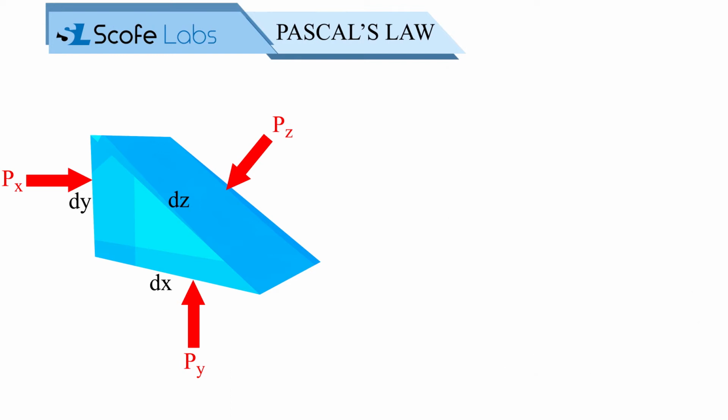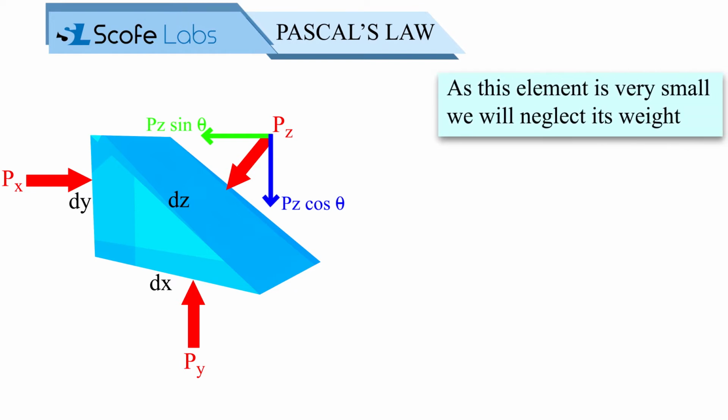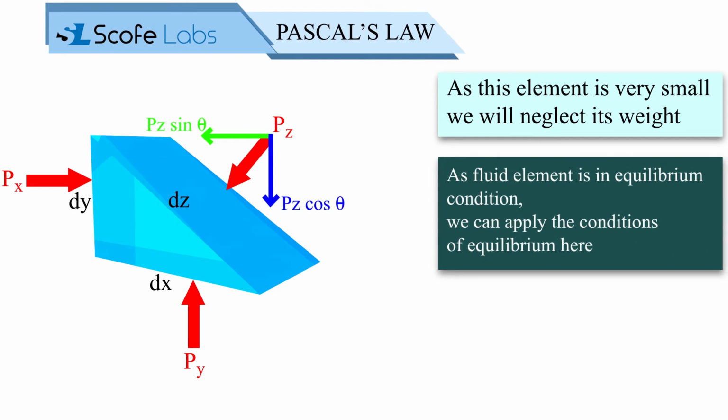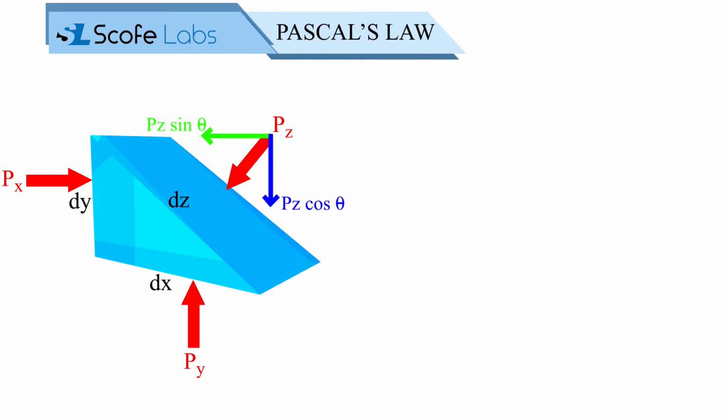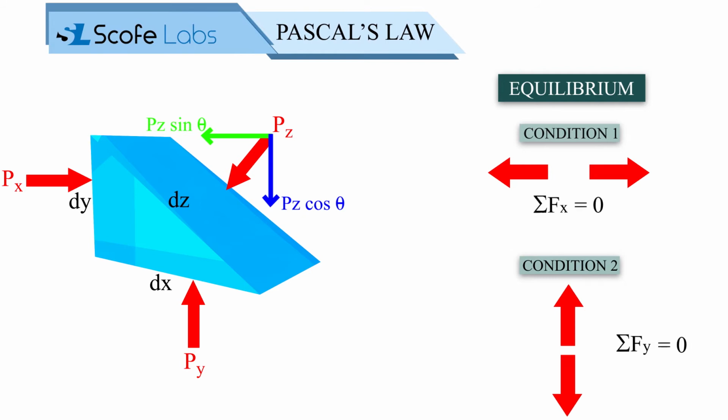We can resolve pressure Pz into two components, namely Pz sine theta and Pz cos theta. As this element is very small, we can neglect its weight. As we know, the fluid element is in equilibrium, so we can apply the conditions of equilibrium here. In equilibrium, the sum of all the forces acting in the horizontal and vertical directions is 0.